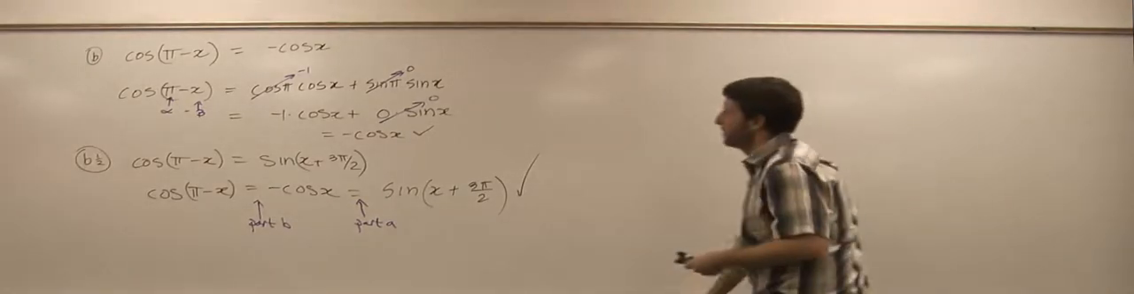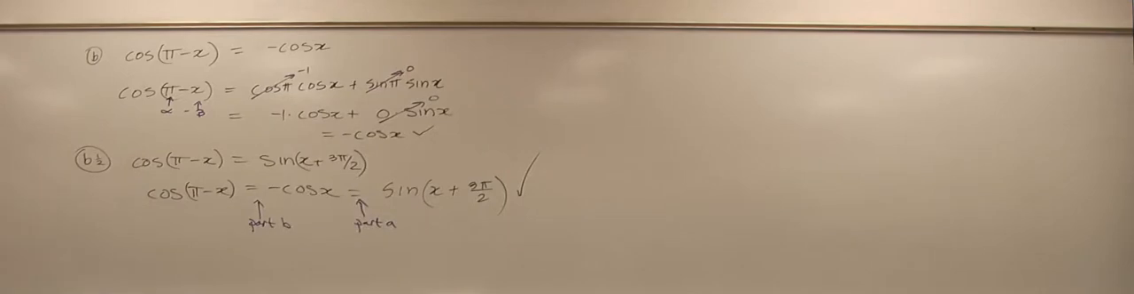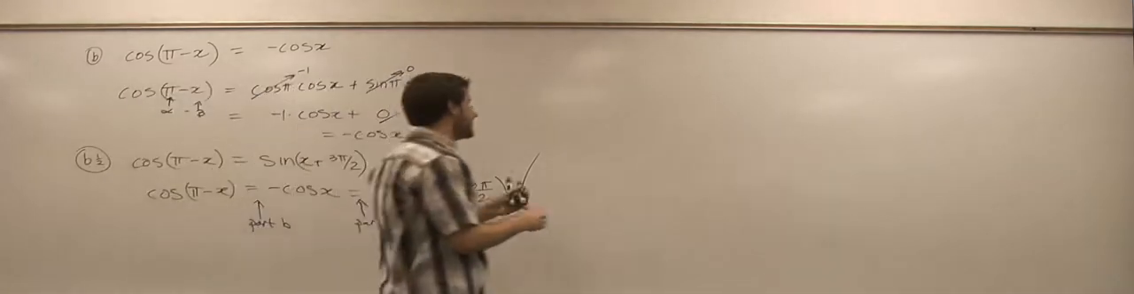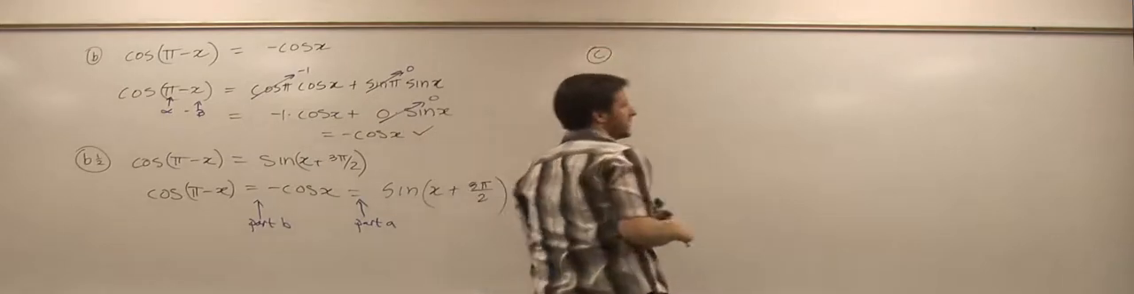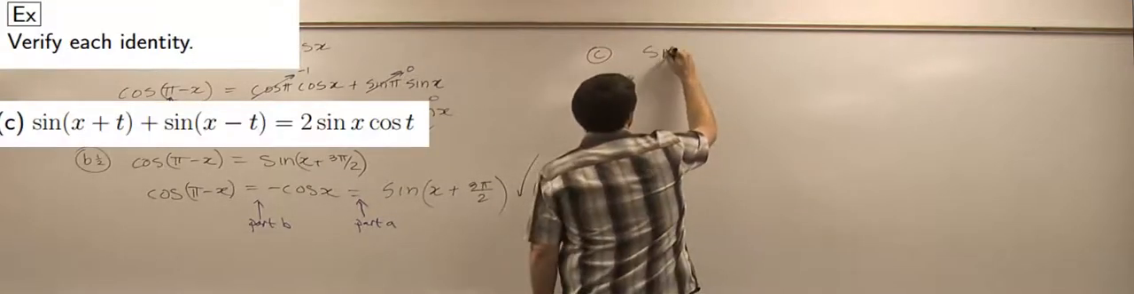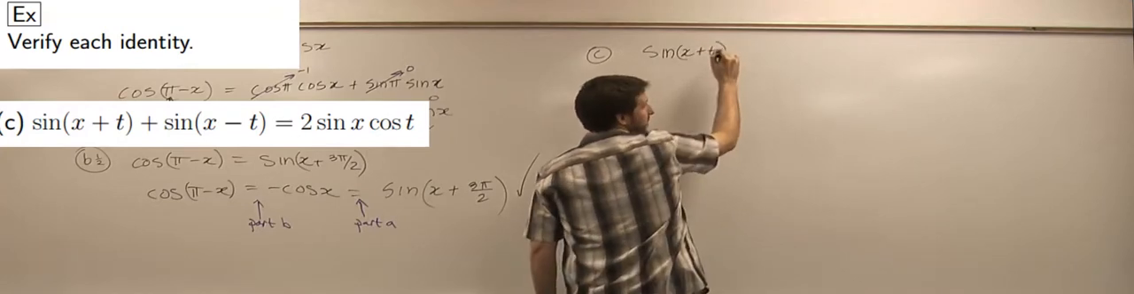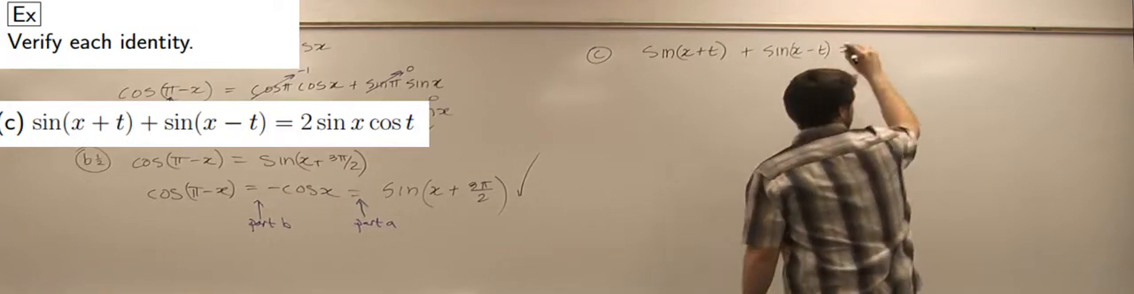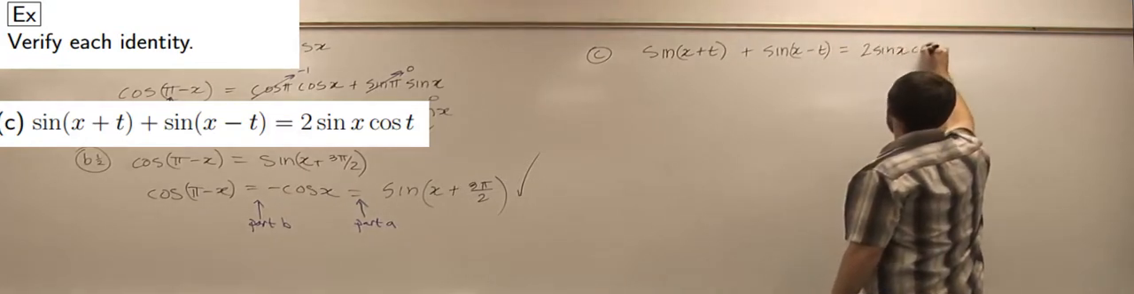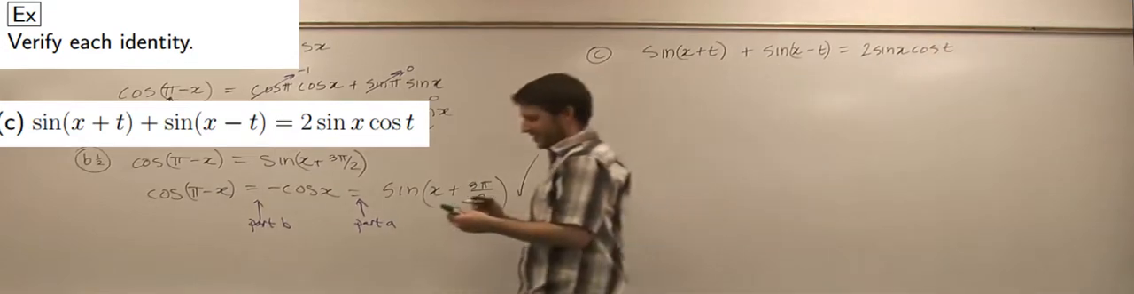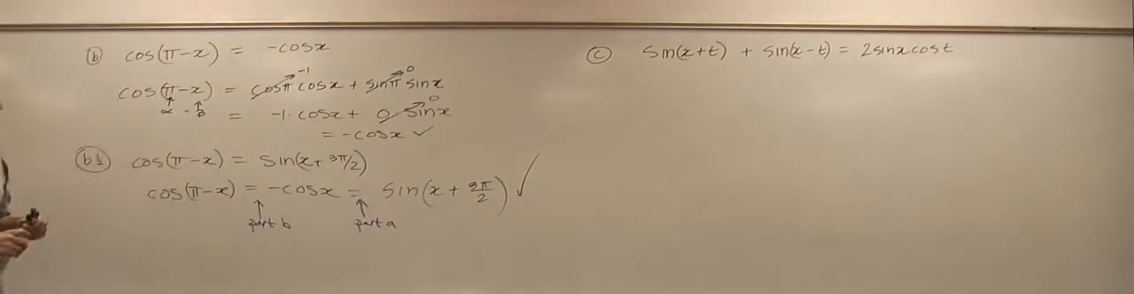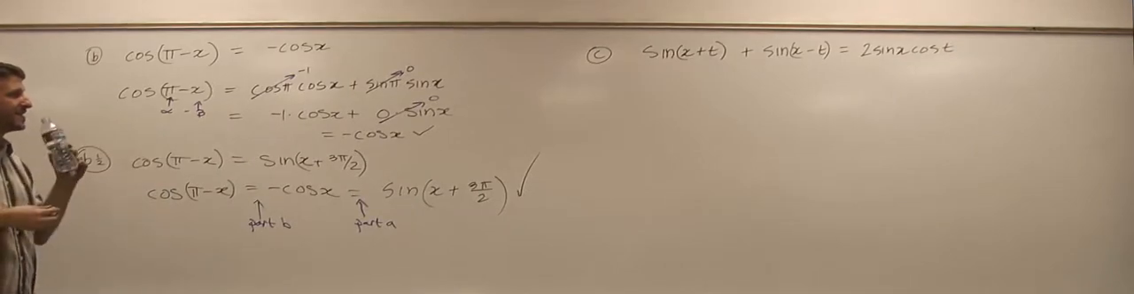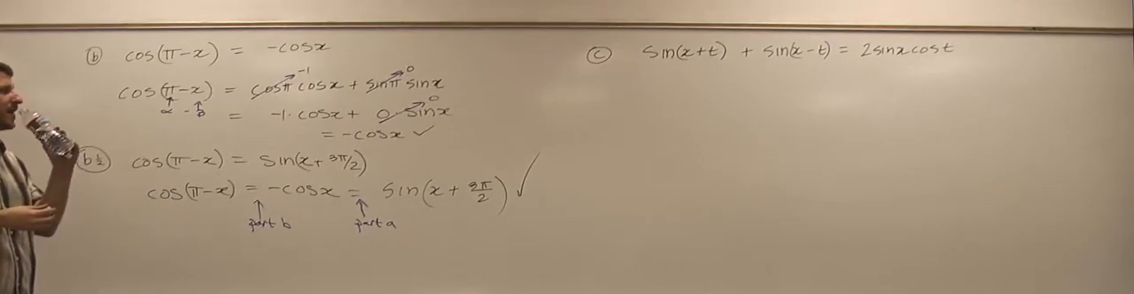All right, one more. So far, they've been pretty straightforward, right? Let's see if we can keep it that way. Whoa, this one's got x's and t's. Craziness. Sine(x plus t) plus sine(x minus t) is supposed to equal 2 sine x cos t. Get out. No way that's true. How do we verify it?